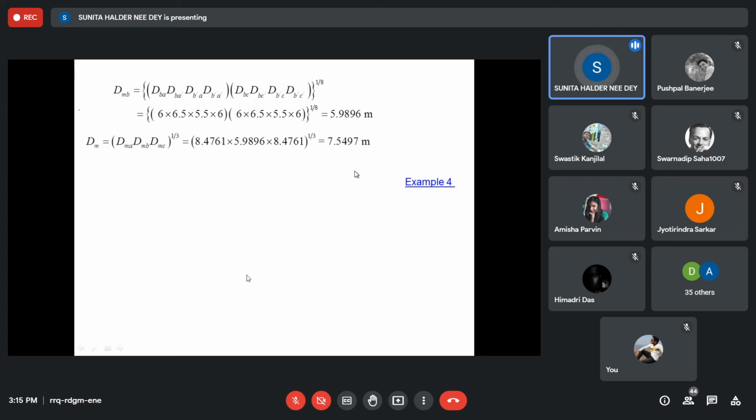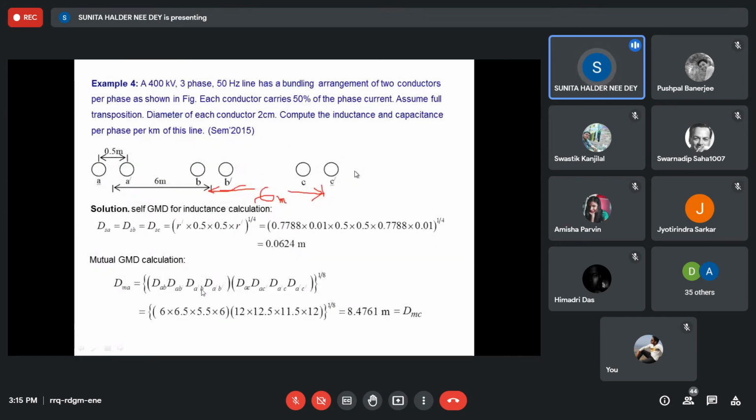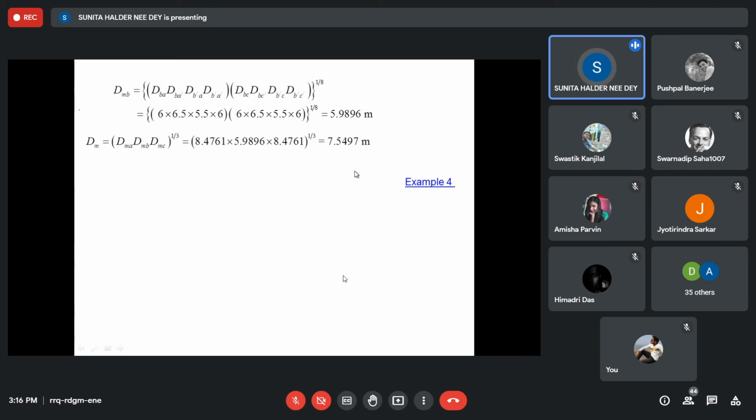So if we get all the mutual distances, we have to take the geometric mean of them. Why? Actually, we had to take the geometric mean of all the mutual distances. But for the ease of our computation, we have calculated mutual distances for each phase separately. Then we have to calculate the mutual distances for all the phases. So there are 3 mutual distances, and the geometric mean will be to the power 1/3, because it is always a geometric mean. So DM will be this one.